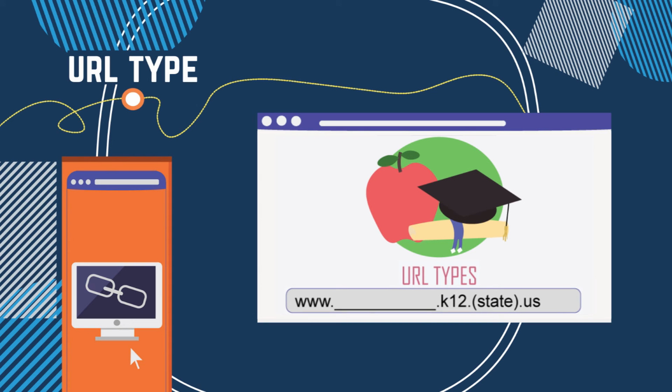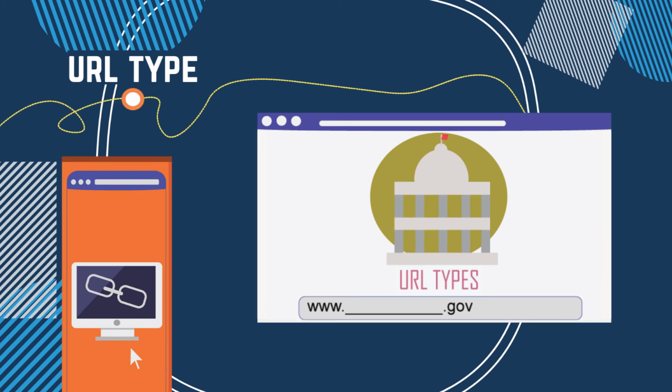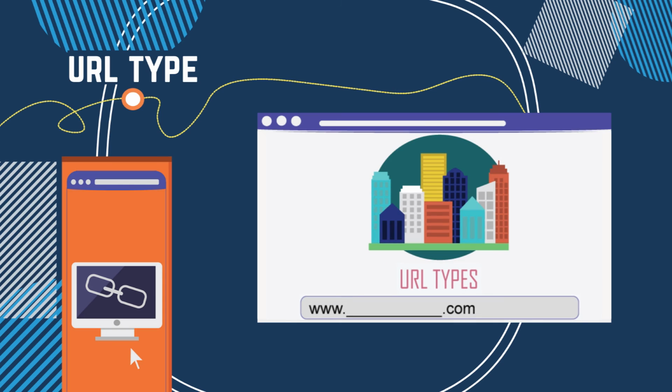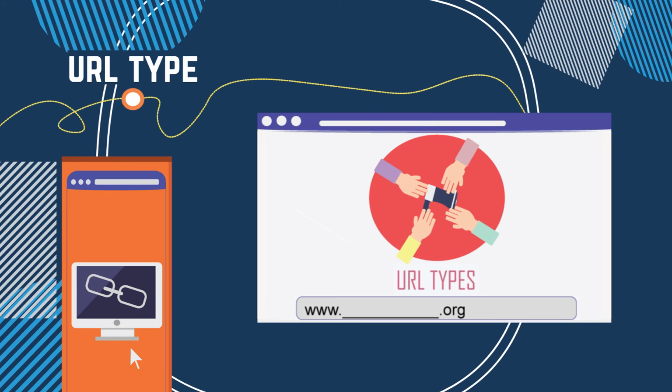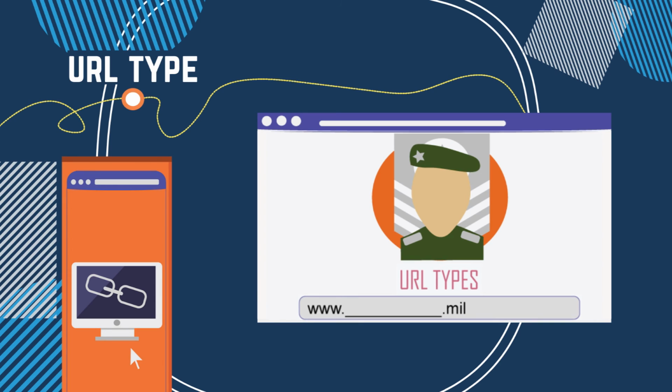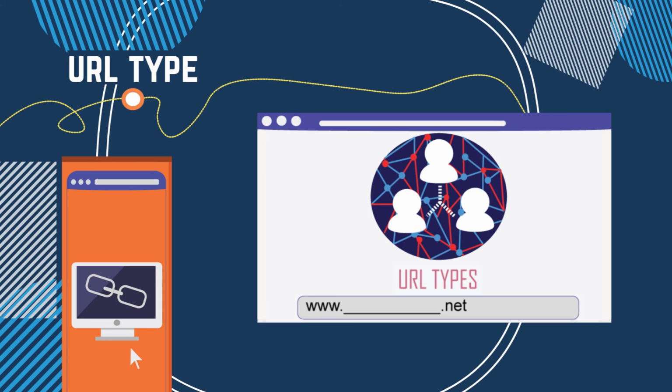K12.state.us refers to a school with grades K through 12. .gov refers to a government agency or official organization. .com refers to a business or commercial enterprise. .org refers to an organization or an unrestricted domain. .mil refers to a military site. And .net refers to a network, administration, organization, or an unrestricted domain.